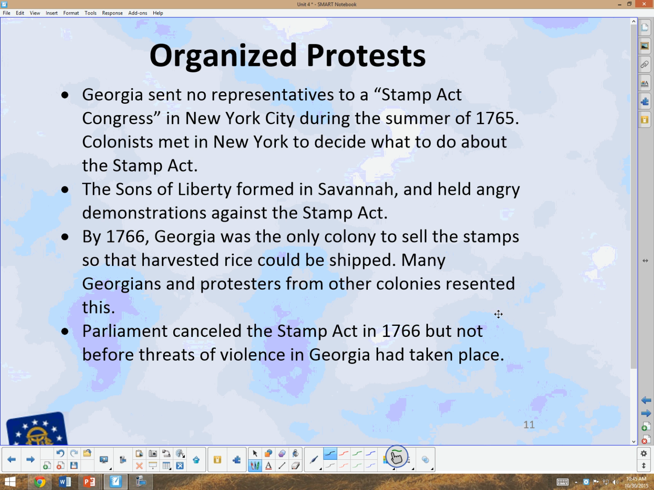Because of all the protest, Parliament canceled the Stamp Act in 1766, but not before lots of protests had gone on. So what do you think the colonists learned from the fact that when they protested the Stamp Act, Parliament canceled it?